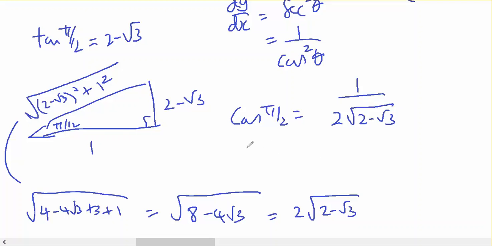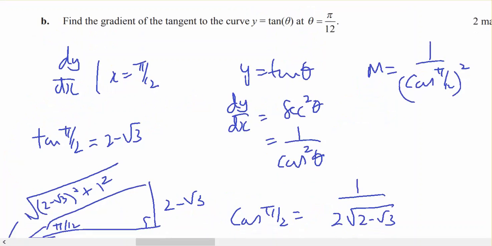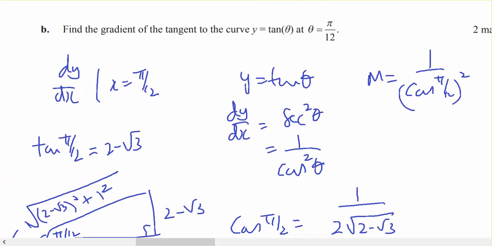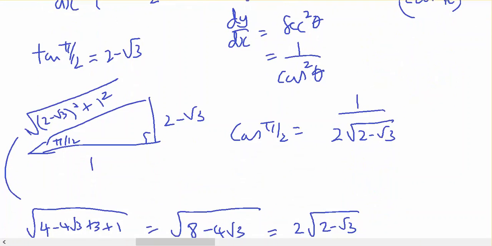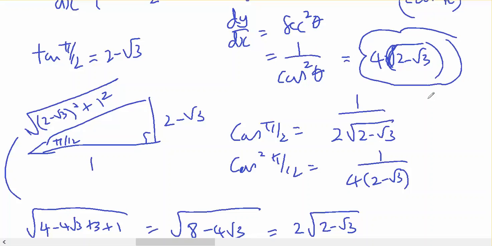which means that the cos squared of pi on 12 equals 1 on top of 4 times 2 minus root 3, which means 1 on the cos squared is going to be 4 times 2 minus root 3, and that's what the gradient is going to equal.